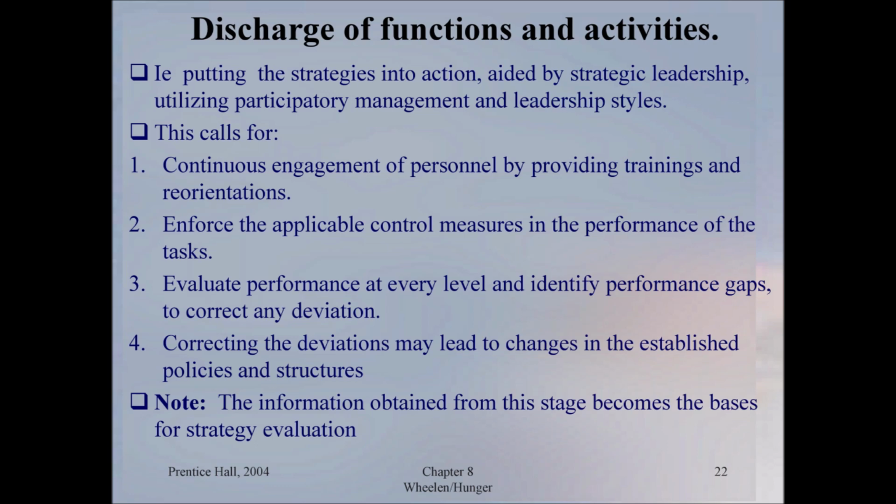Controls to make sure that what we are doing is meeting the standards, so that we don't have a whole lot of deviation. And then also, evaluate performance at every level and identify performance gaps to correct any deviation. You need to identify the deviation early before it becomes a problem. Once you identify it, then you correct the deviation. As you correct the deviation, it might come with two things. Either you may need to change your policies and structures, or you may continue with them. Thanks be to God if you are able to go on with it.